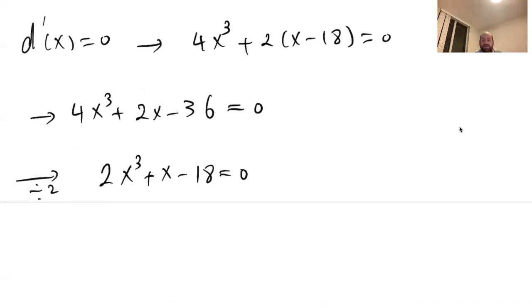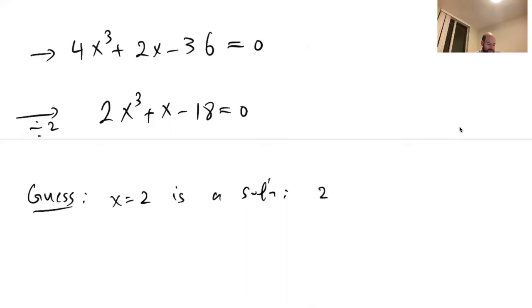Now this is a cubic equation. We don't have a simple formula to solve a cubic equation like for quadratic equations, but we can try to guess a solution. For example, x equals 1, we can try. It's not a solution. x equals minus 1 is not a solution, but x equals 2 is a solution, because 2 times 2 cubed plus 2 minus 18 is equal to 0. So if x equals 2 is a solution, that means x minus 2 is a factor.